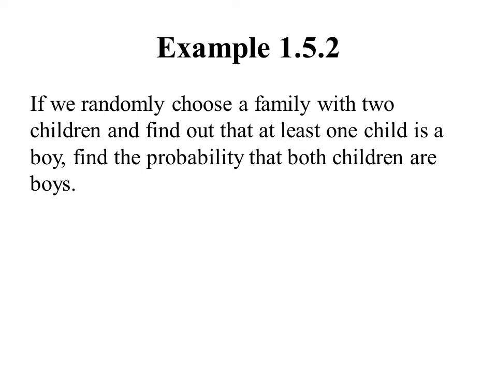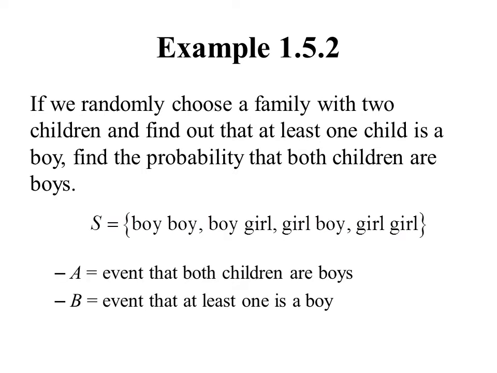So it says if we randomly choose a family with 2 children and find out that at least one child is a boy, find the probability that both children are boys. Okay. And so first of all, let's list our sample space here. So in a family with 2 children, we could have a boy and a boy, or a boy and a girl, and so on and so forth. So there's 4 different outcomes. And let's let A be the event that both children are boys, and B be the event that at least one child is a boy.